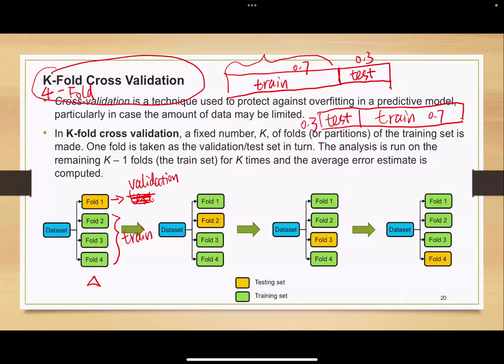Then we train the model with these 3 folds here. After that, we change the validation data set. We use fold 2 as the validation data, and the other 3 as the training data. Then we repeat this process until we have used all of these folds as a validation data set. This is called cross-validation.